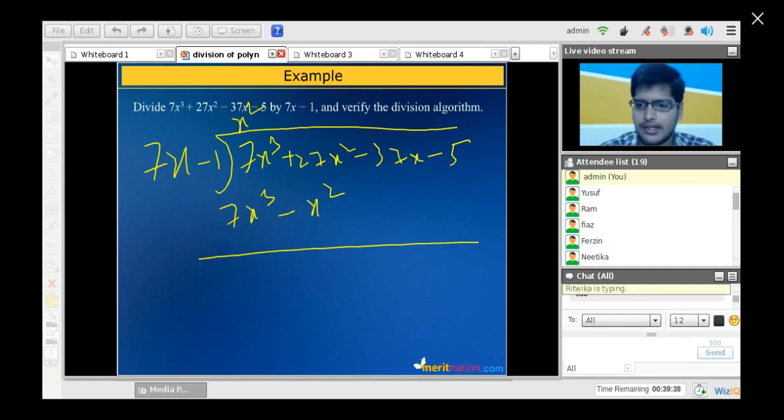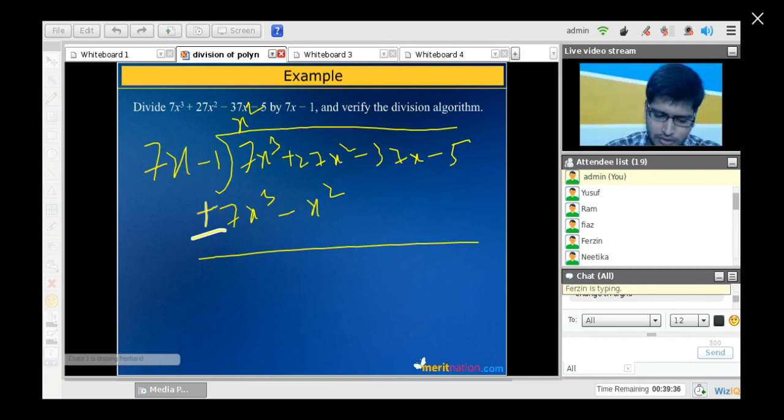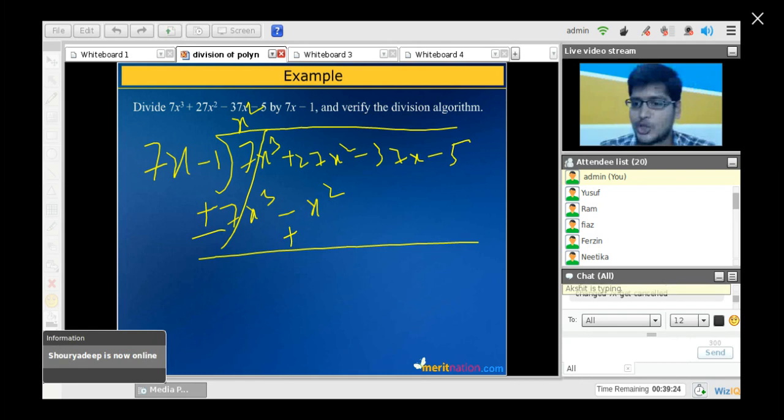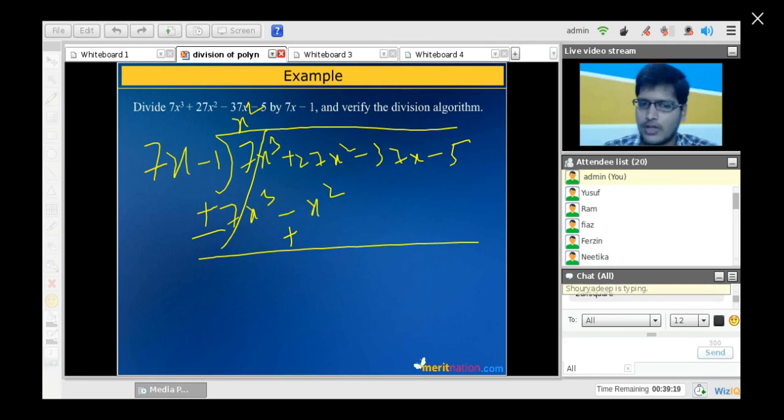So Nidhi says change signs. Okay, I'll change the signs. What will happen after I change the signs? Give me the values. 7x cube, however, gets cancelled. Rushad, Nidhi, don't give me those kinds of answers. Give me the ultimate answer. If 27x square plus x square is done, what is the answer?